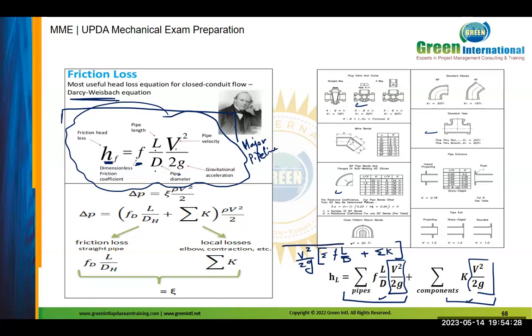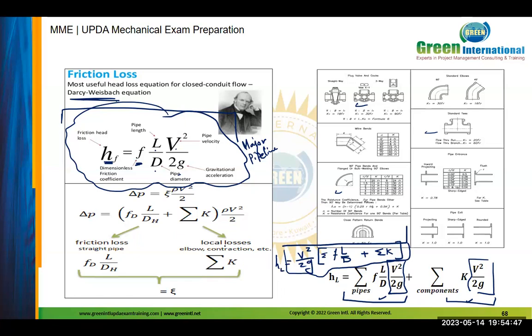So according to this equation, this concludes the total losses, which is major and minor. This equation should be memorized. That's clear. This is the head loss.